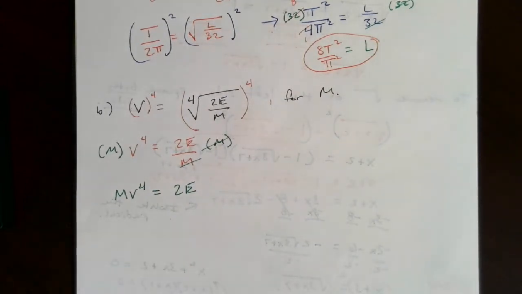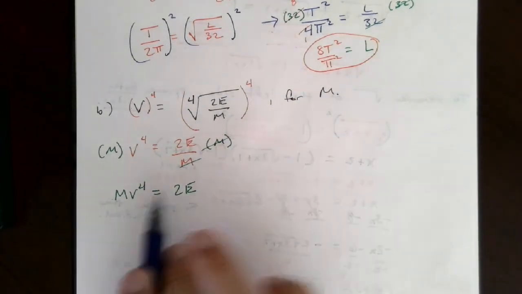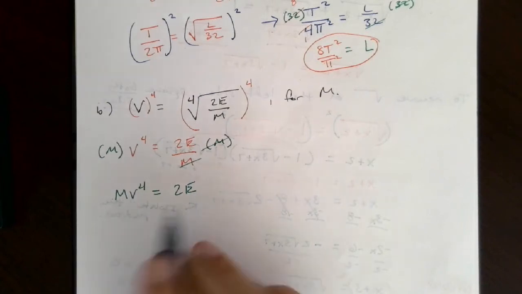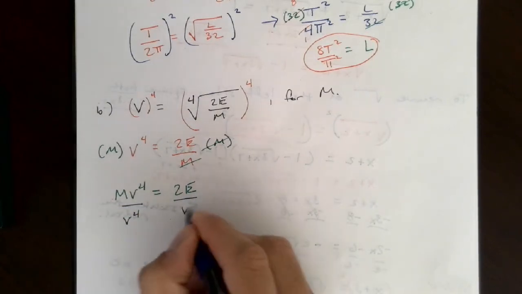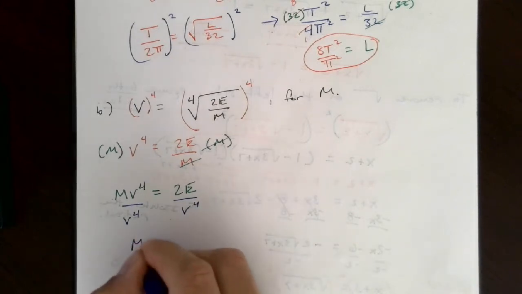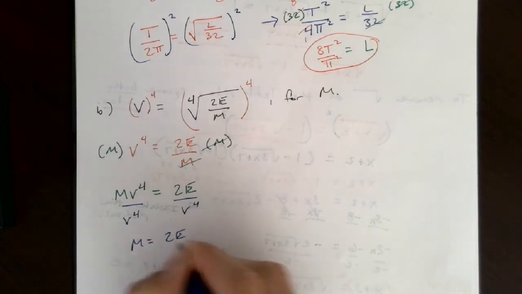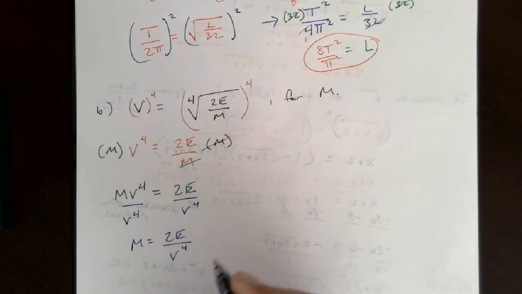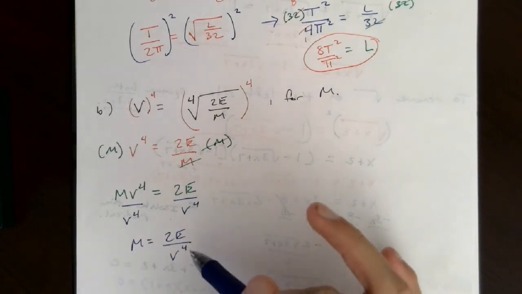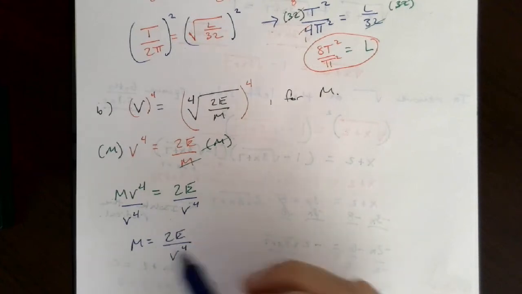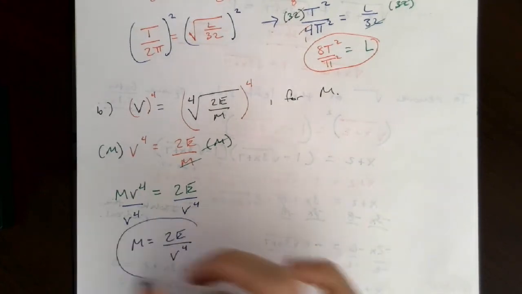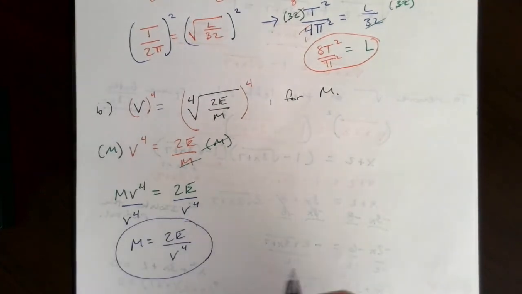Once you have that, remember the goal. Solve for m. We get m by itself. So this is m times v to the 4th. We want to move the v to the 4th by division. So we divide by v to the 4th, and you're left with m equals 2e over v to the 4th. Noticing that nothing here cancels, but if it did, you would reduce it and cancel if you could. So we isolated m on one side.